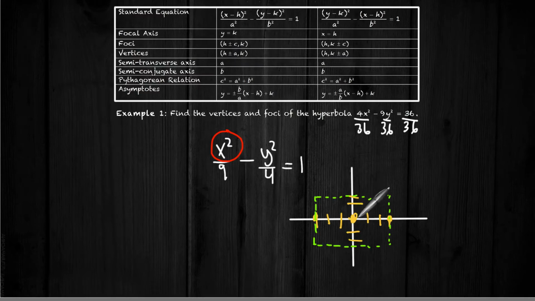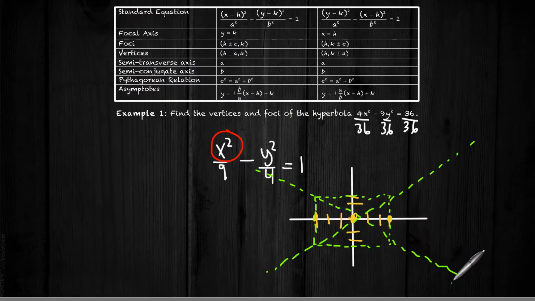And you get this box by basically going up B, down B, right A, left A. And then you're going to draw what's called some asymptotes that are going to go through the corners of the box, through the center. And so let's go ahead and do it on this side. So you have some asymptotes coming through here. And now that's going to enable you to basically draw your hyperbolas.